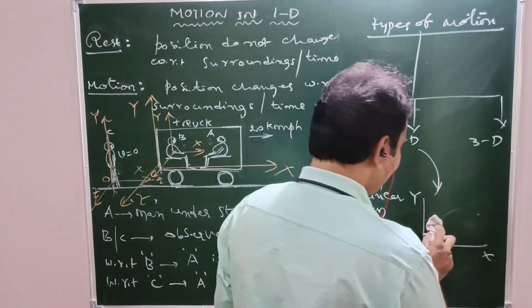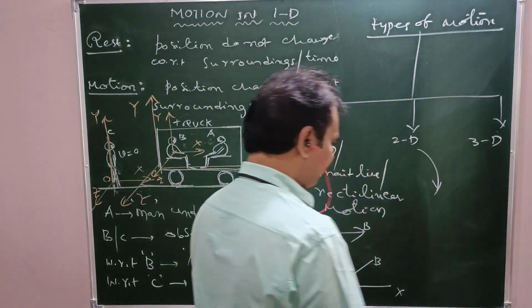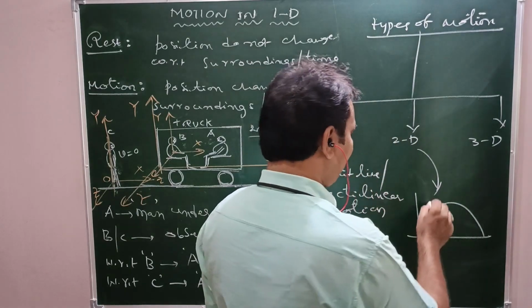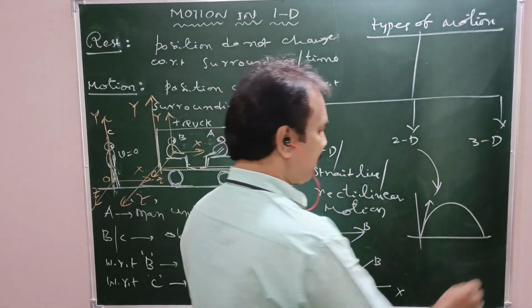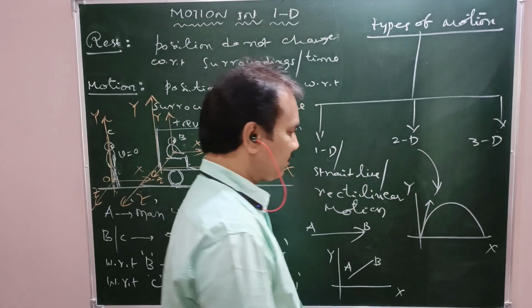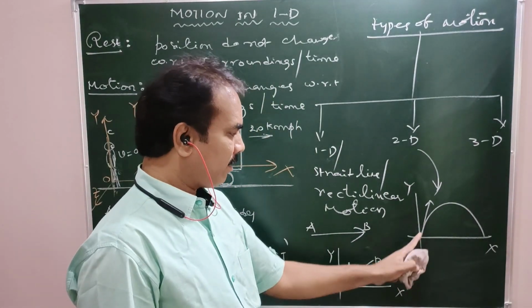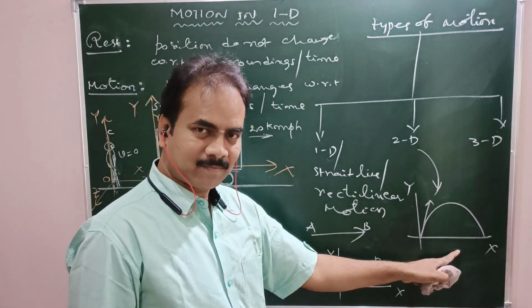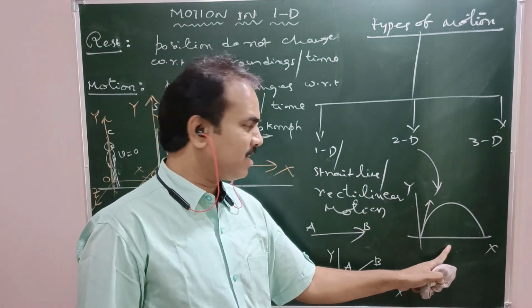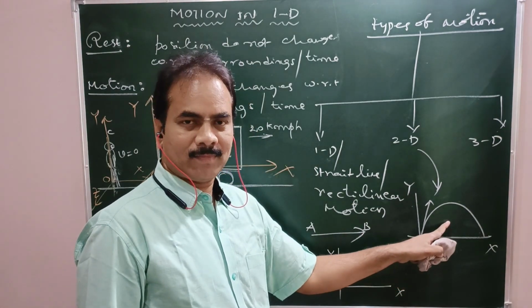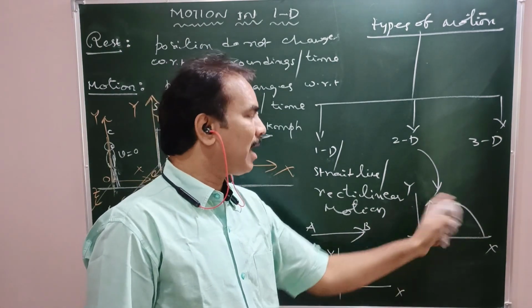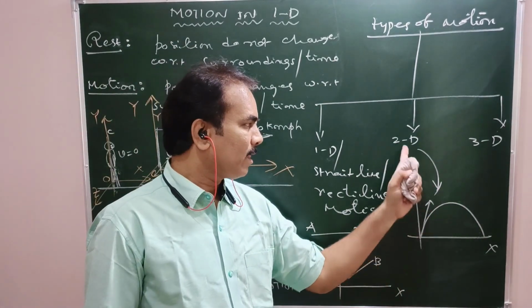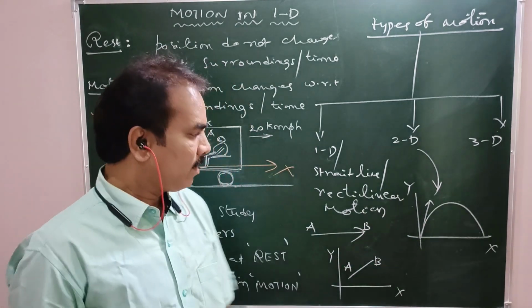We can say oblique projectile. Suppose this is an oblique projectile. When a body is projected like that in the XY plane, because of gravity it takes a parabolic path. Here both x and y coordinates change with respect to time. Moreover, the path is a parabola, meaning a curved path. So it's not a straight line. That is the reason why this is an example for 2D.